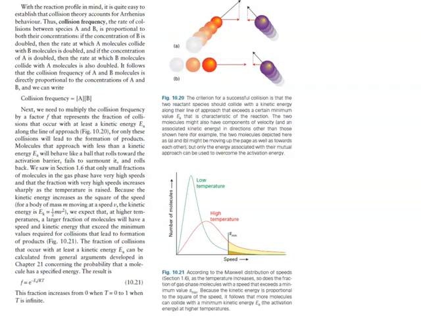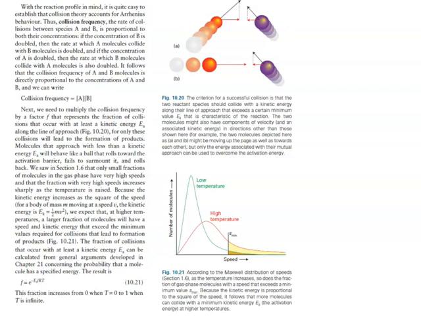It follows that the collision frequency of A and B molecules is directly proportional to the concentrations of A and B, and we can simply write that collision frequency is proportional to the concentration of A times the concentration of B. Next, we need to multiply the collision frequency by a factor f that represents the fraction of collisions that occur with at least a kinetic energy, activation energy, along the line of approach, meaning the orientation of the molecules upon collision needs to be appropriate to facilitate the chemical reaction to occur. For only these collisions will lead to the formation of products.